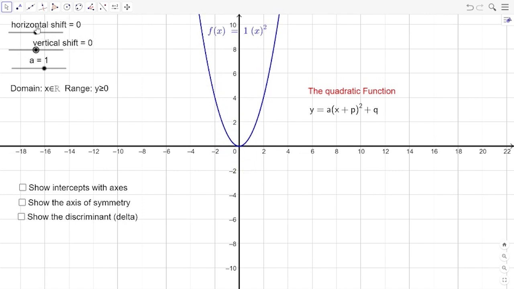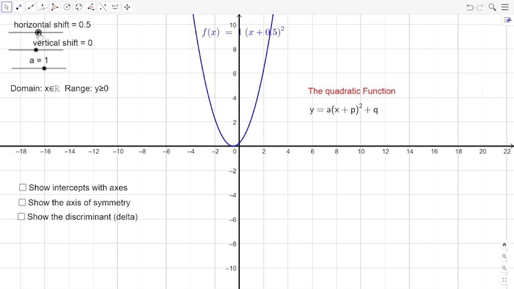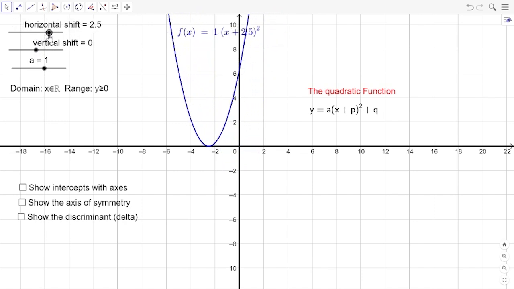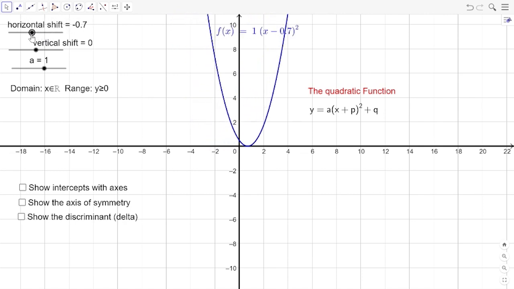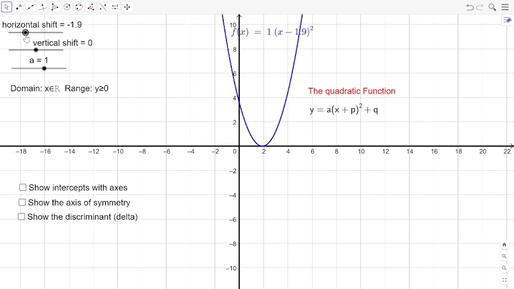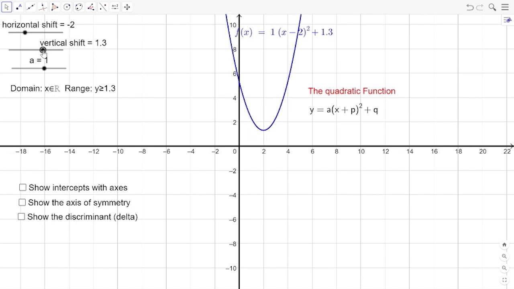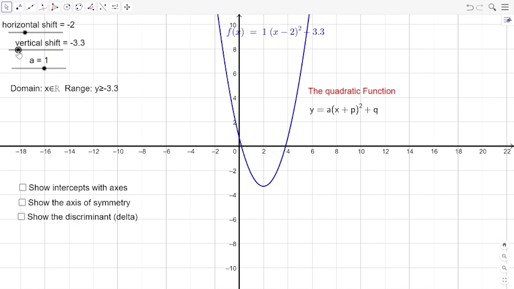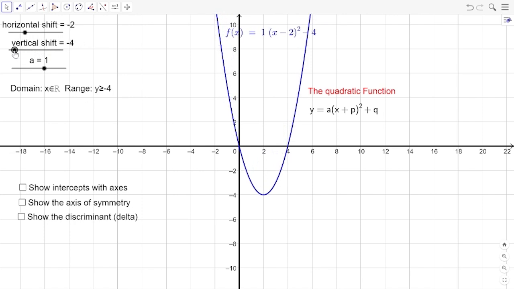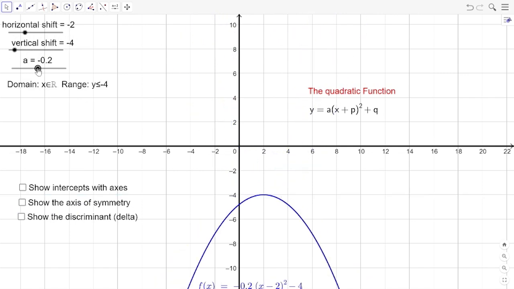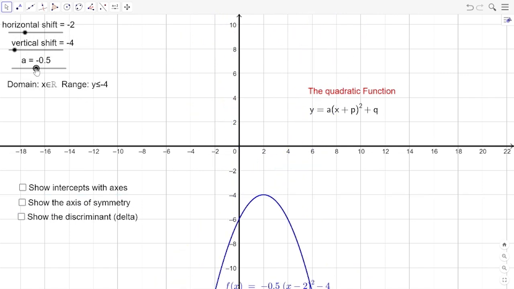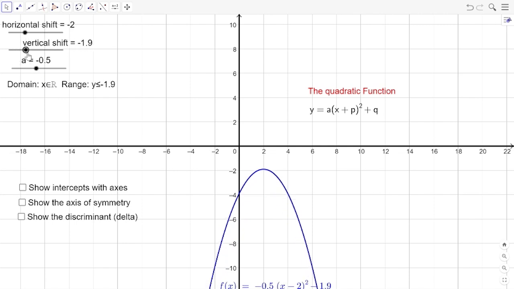If we add to our x values before squaring, the function moves off to the left, and if we subtract, then it moves off to the right. Notice our domain is always x an element of the reals. The range we can see, but if I change the vertical shift, you'll see the range adjusting according to the y value of the turning point. And obviously if a is negative, then the range turns to y less than or equal to the turning point. So it all makes sense.